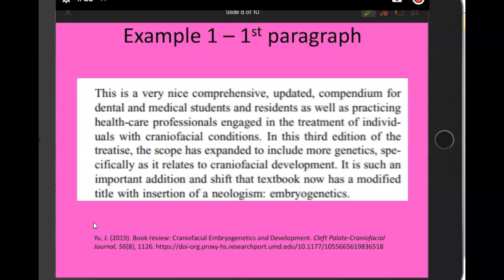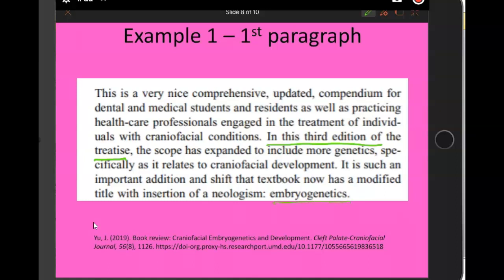The first paragraph: this is a very nice, comprehensive, updated compendium for dental and medical students and residents, as well as practicing healthcare professionals, blah, blah, blah. In this 3rd edition of the treatise, the scope has expanded to include more genetics. It is such an important addition. The textbook now has a modified title with insertion of a neologism, which I can't pronounce, obviously, embryogenetics.